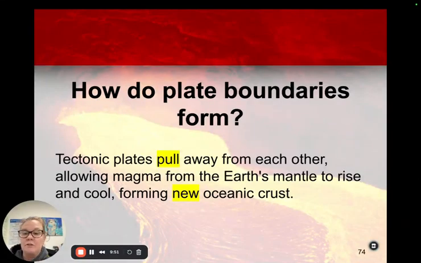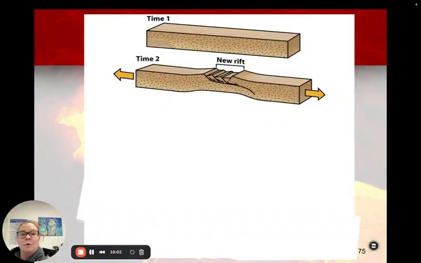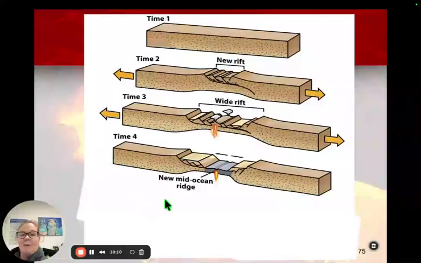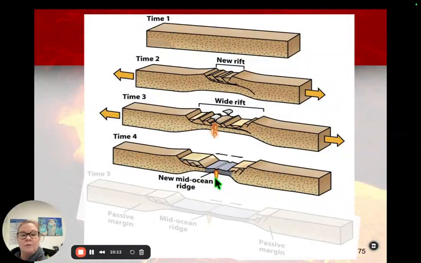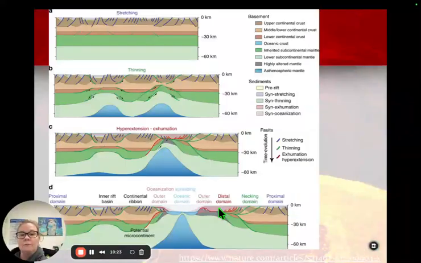So how do plate boundaries form? Tectonic plates pull away from each other, allowing magma from the Earth's mantle to rise and cool, forming new oceanic crust. In stage 1, it pulls away and it's a new rift. In stage 2, the rift is widening. And then we have a mid-ocean ridge as it moves. Then this is a passive margin, so it's no longer active out here, but it is seismically active along the mid-ocean ridge. Here's another picture you might want to look at.